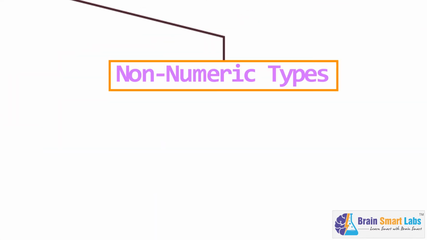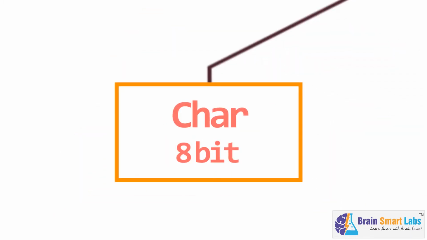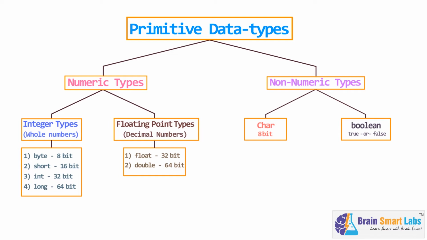In non-numeric data types, we have a data type by name char, which can hold only one character and is of size 8-bit. Last but not the least, we have a boolean data type which can hold either value true or false.